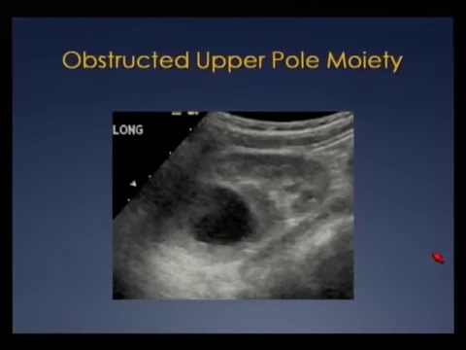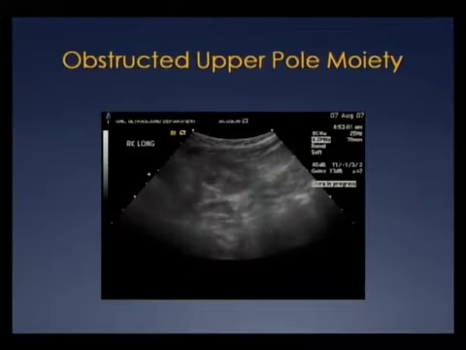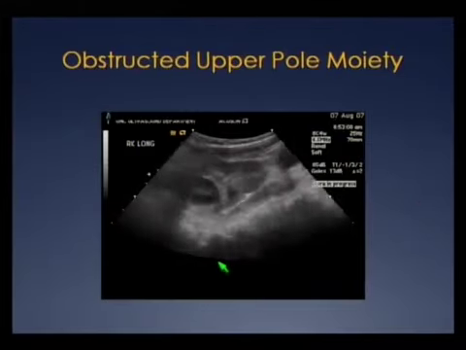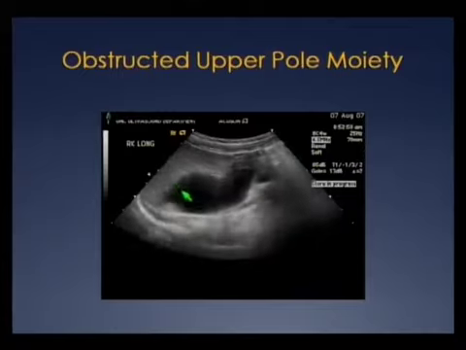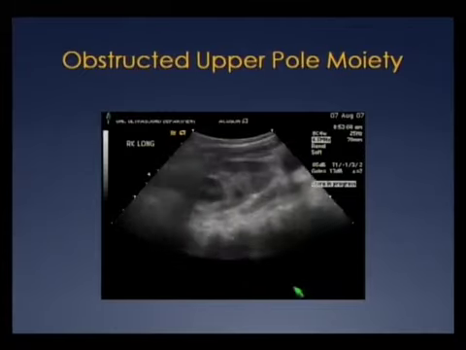This is a patient with an obstructed upper pole moiety, and this is a longitudinal image of the right kidney, so it only really shows you partially. But when you look at the cine images, this is scrolling superiorly to inferiorly. So superiorly, you see the dilatation of the entire collecting system, and inferiorly, it's normal. So this is an obstructed upper pole moiety.